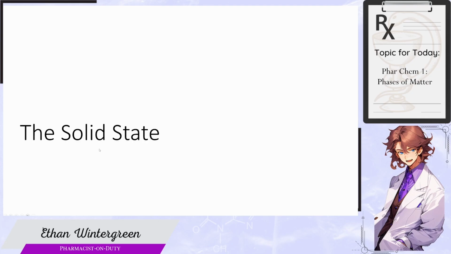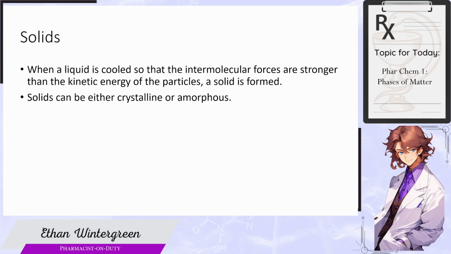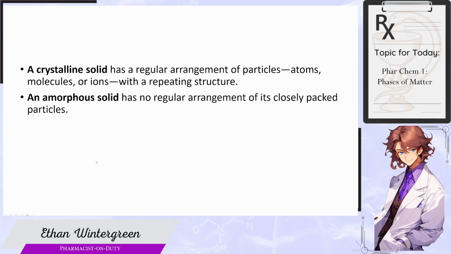For our solid state, when a liquid is cooled, the intermolecular forces are stronger than the kinetic energy of the particles, hence a solid being formed. Solids can either be crystalline or amorphous. So when we say a crystalline solid, it has a regular arrangement of particles, meaning it has a pattern, it has a repeating structure. When we say it is amorphous, it has no regular arrangement and it's mostly random.